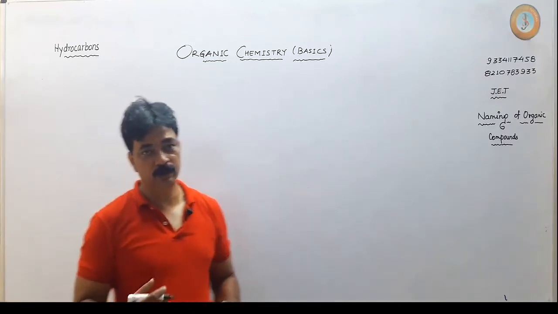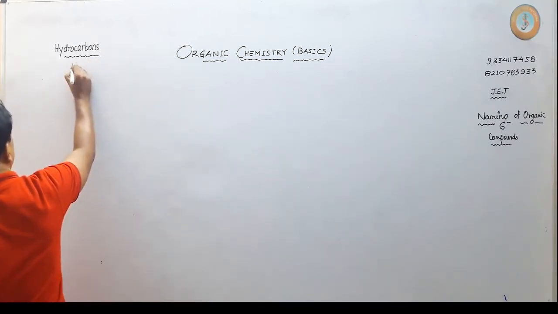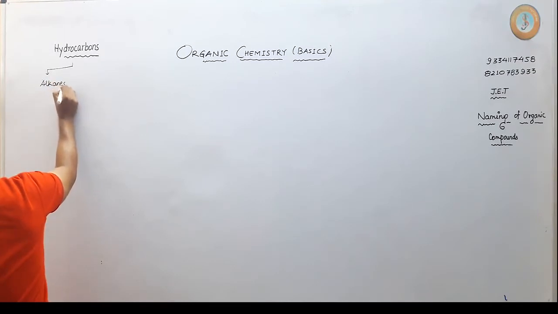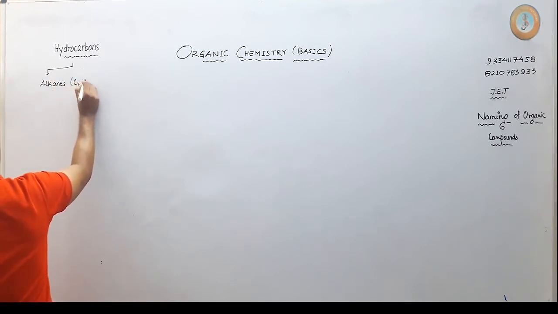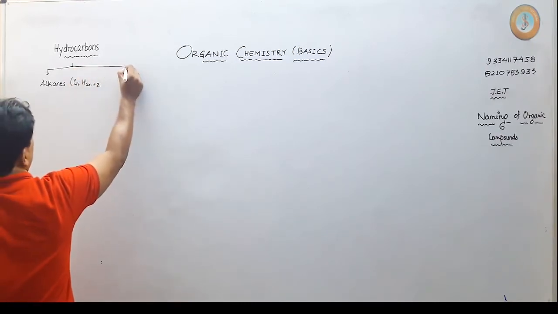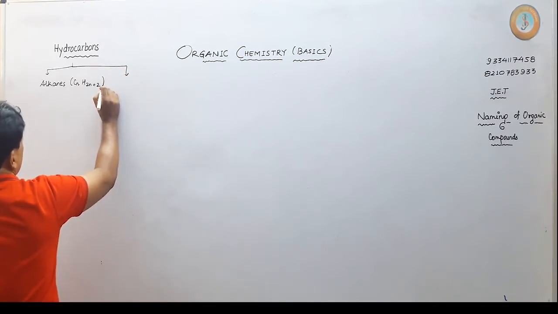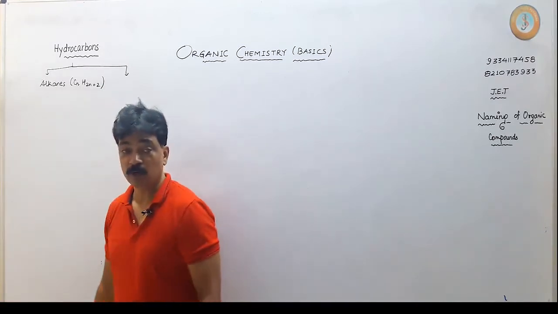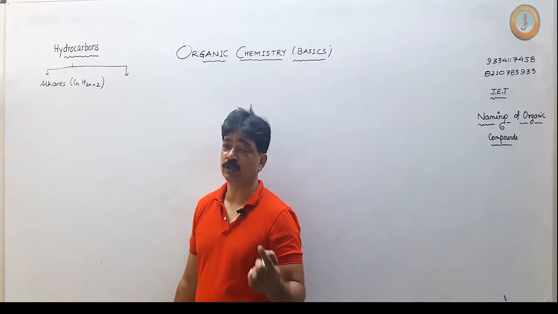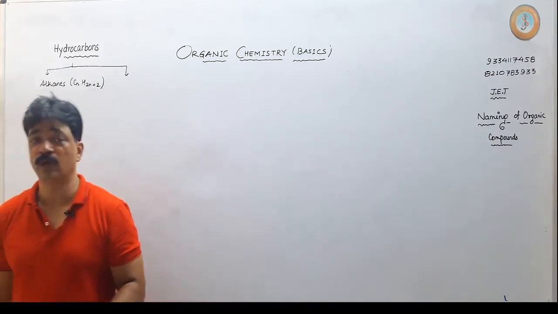So children, we did alkanes. Among hydrocarbons we did alkanes in the previous video, and we can safely write down the general formula of alkane as CnH2n+2. That means the number of hydrogen atoms is double the number of carbon atoms plus 2. Once again, the number of hydrogen atoms is double plus 2 than the carbon atoms. That means if you know the carbon atoms, double it, add 2 to get the hydrogen atoms.